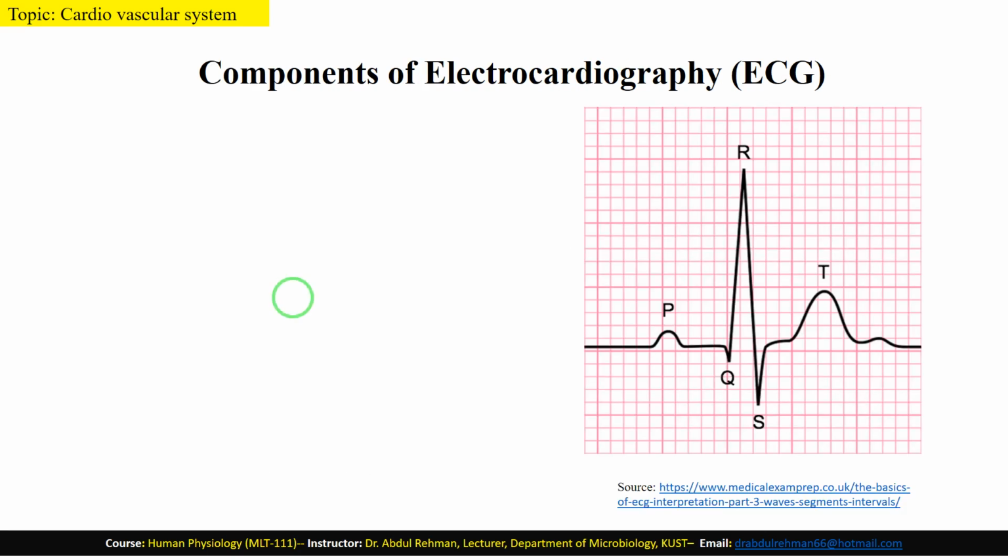There are two basic components of ECG. The first one is ECG waves, and the second one is the intervals among the ECG waves. So we will discuss both these components in detail.